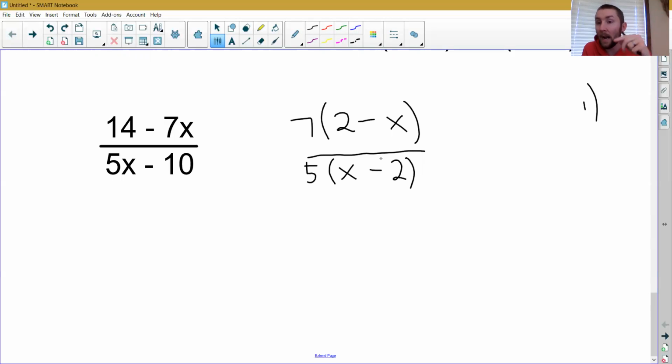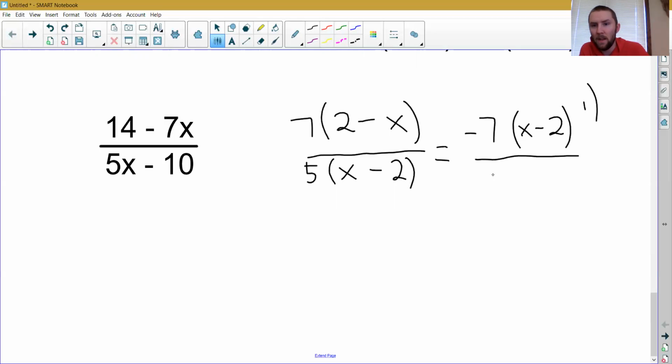But remember, I can actually do the flipping myself if I add a negative sign to something, okay? So what I can do is I can take the numerator, and instead of it being 7, I can make it negative 7. I put that negative sign in the front. That allows me to take the two pieces of the parentheses and flip them around the subtraction sign. So now it says x minus 2.